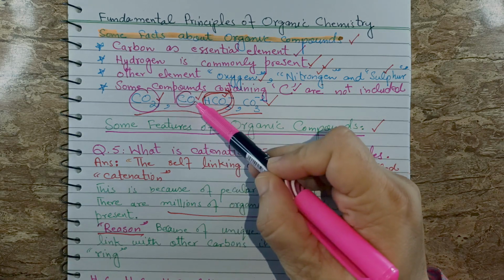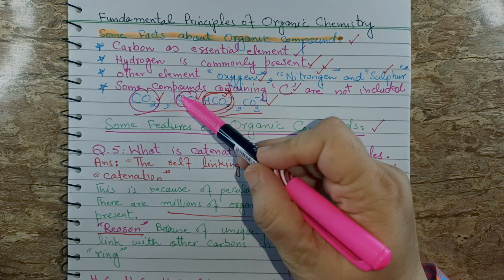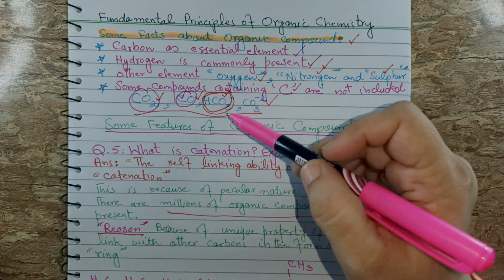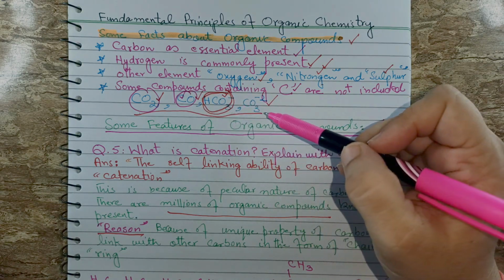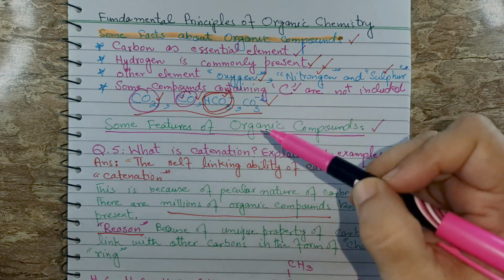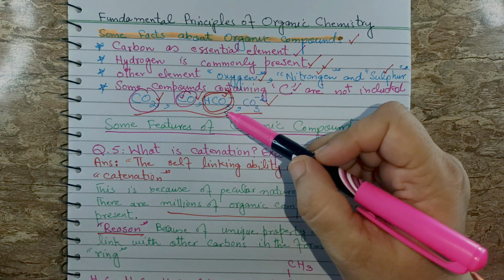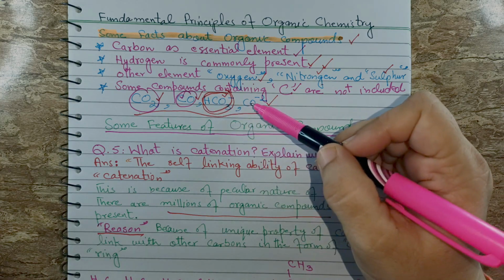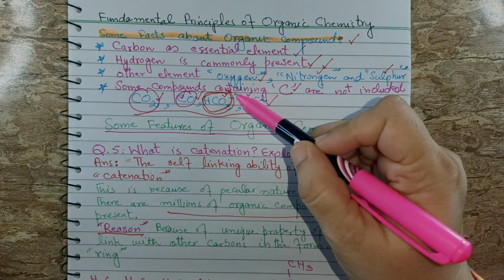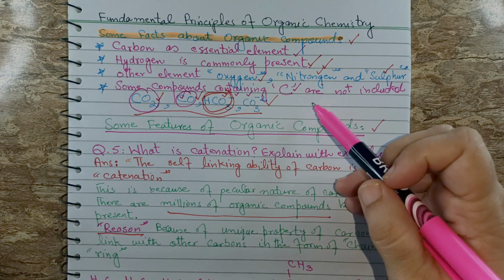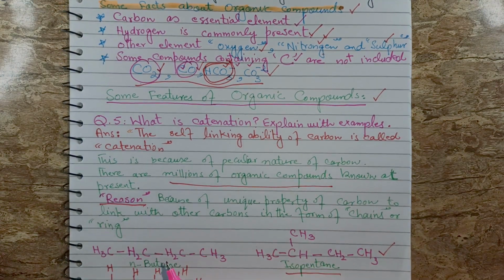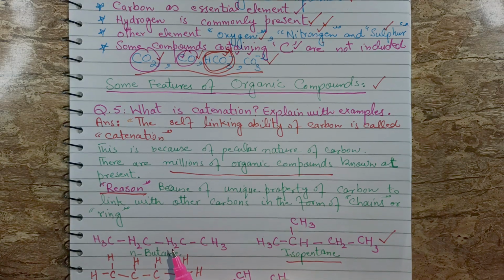Likewise, we have carbon monoxide. In this you can see that carbon is present, but again this is not an organic compound. Then we have the bicarbonate ion and the carbonate ion. In the case of the bicarbonate ion, we can see both hydrogen and carbon, but these two ions are also not included in organic compounds. Now we will move towards some features of organic compounds.